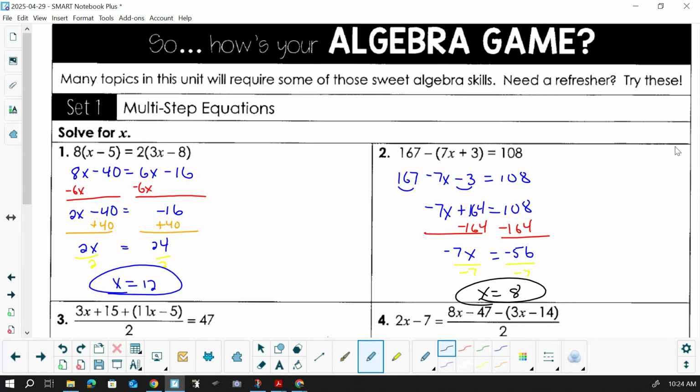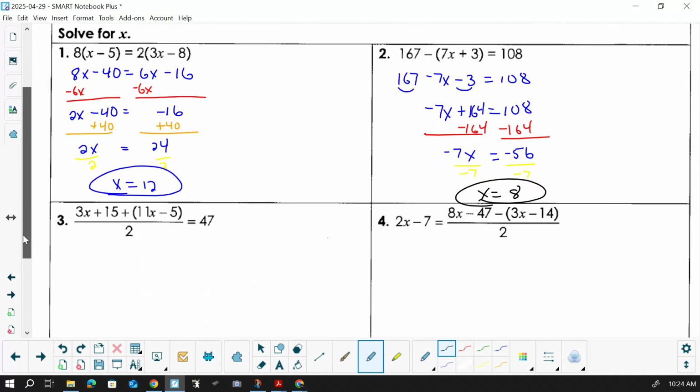Okay, so there's your first two questions. If you're playing this on the big screen, somebody can pause it. If you're playing it on your computers, you can pause it if I go too fast.